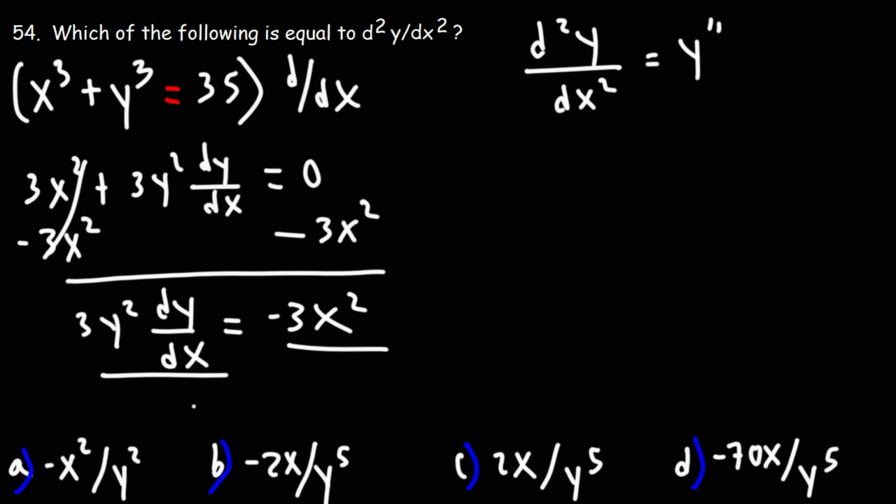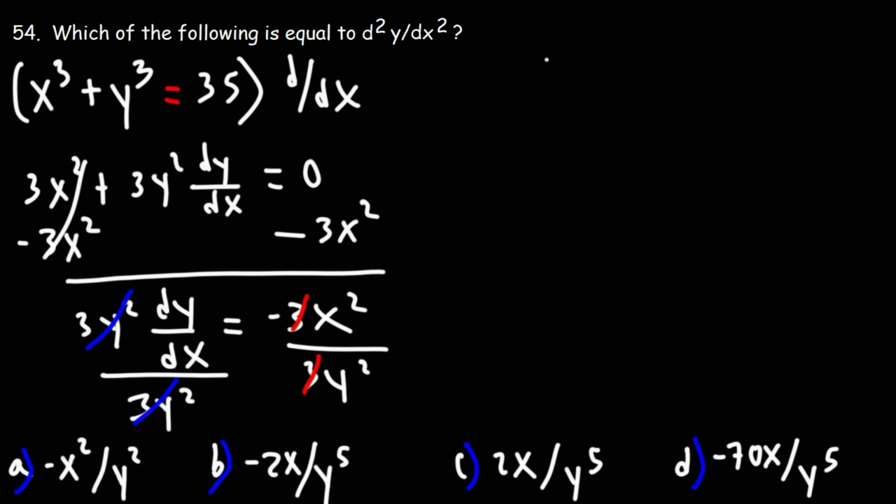Our next step is to divide both sides by 3y squared. These will cancel, and we can also cancel 3. And so we're going to get this: dy dx is equal to negative x squared over y squared.